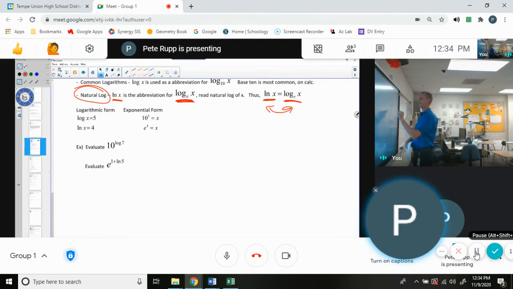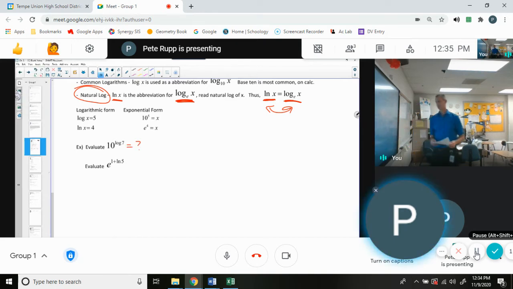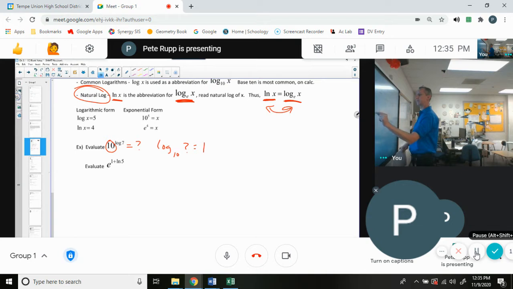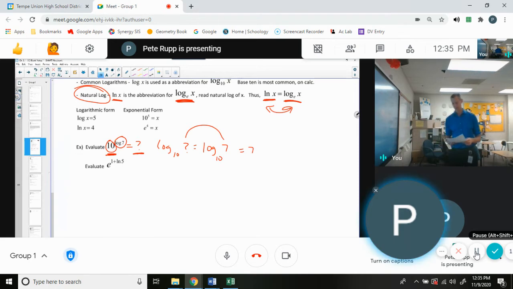So this one here, I would put equals question mark. Okay, and then I would change it from exponential to logarithmic. So remember that this is your base. So it'd be log base 10 of question mark equals log of 7. Okay, so it's log base 10 of the question mark equals your exponent. It's implied that there's a 10 here. So what do you think the question mark equals? I think it's going to be 7. And you can verify that by plugging it in the calculator also.